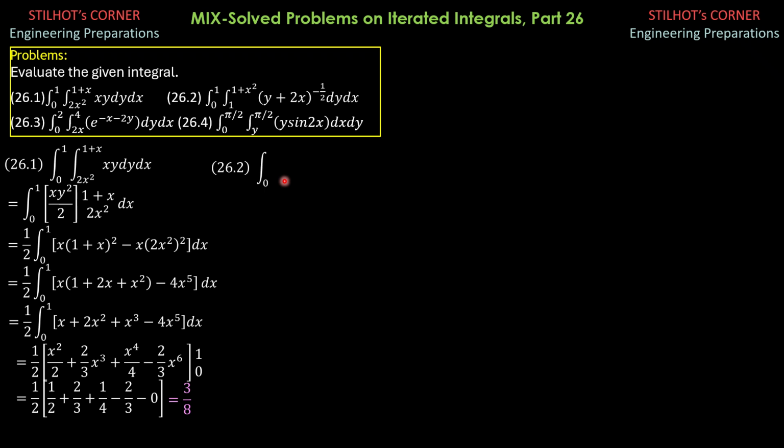26.2: integral 0 to 1, integral 1 to 1 plus x squared of quantity y plus 2x to the negative 1 half dy dx. So we treat the first variable as y, 2x is constant, so it's like u to the negative 1 half du. So this would be u to the positive 1 half over 1 half. So that is integral 0 to 1 of 2 times quantity y plus 2x to the positive 1 half, from 1 to 1 plus x squared dx.